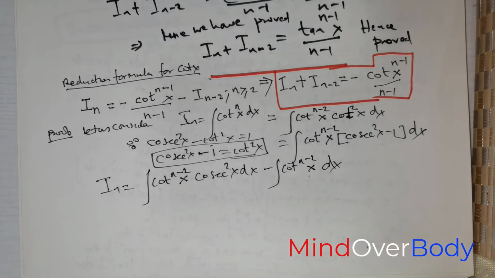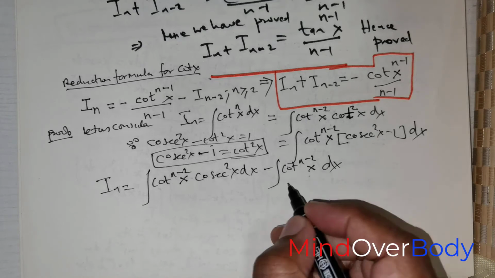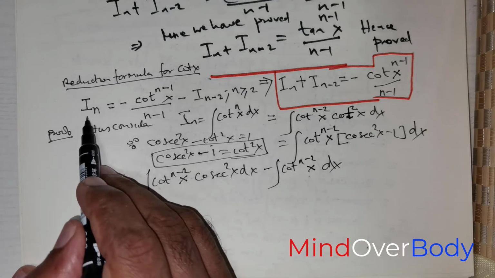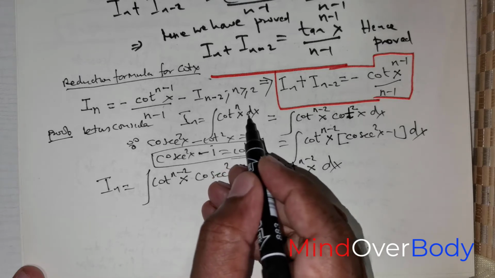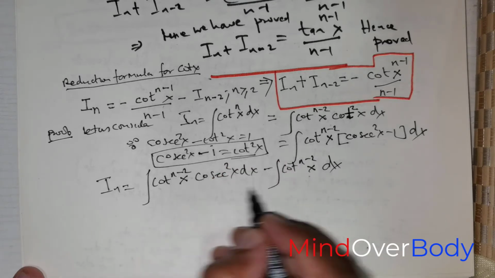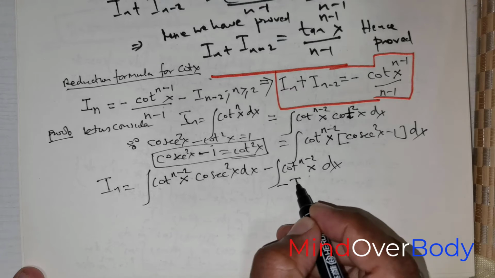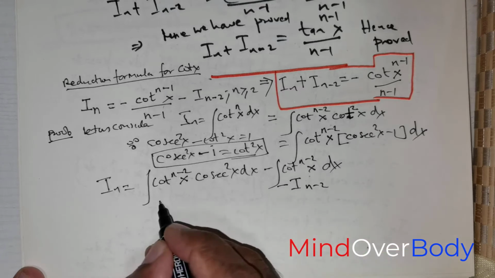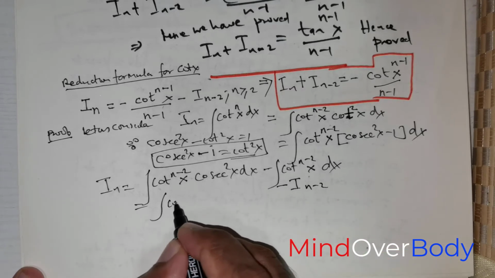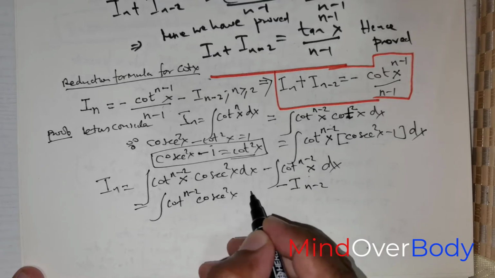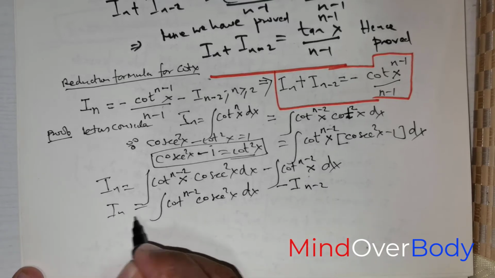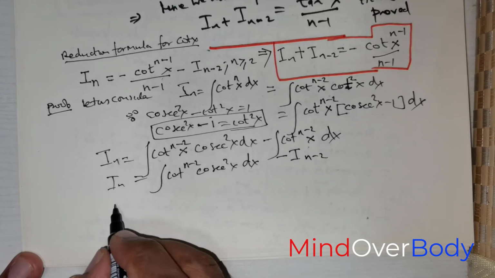So this is what we have got. Now if we take I_n to be equal to the integral of cot^n x dx, this is going to be negative I_(n-2) plus the integral of cot^(n-2) x times cosecant squared x dx, and on the left I have I_n. So I can push this here.